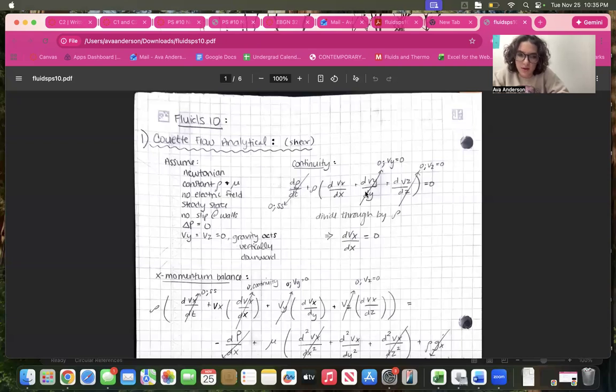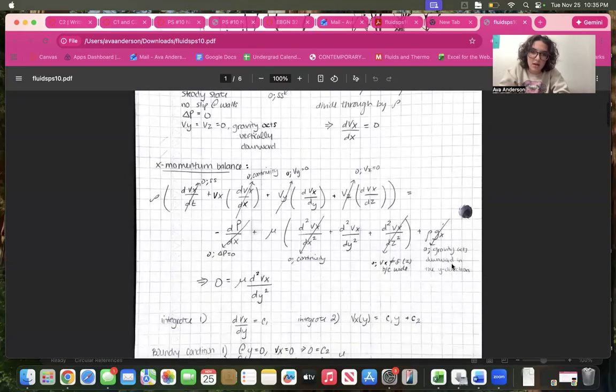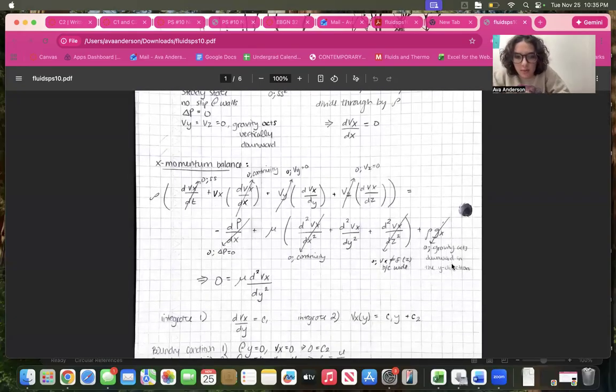We're starting with simplifying the continuity equation. We can get that down to dVx/dx equals zero, and then we move on to the x-momentum balance using that. You can simplify that down to zero equals mu d squared Vx divided by dy squared. And you can integrate that twice to get two different equations.